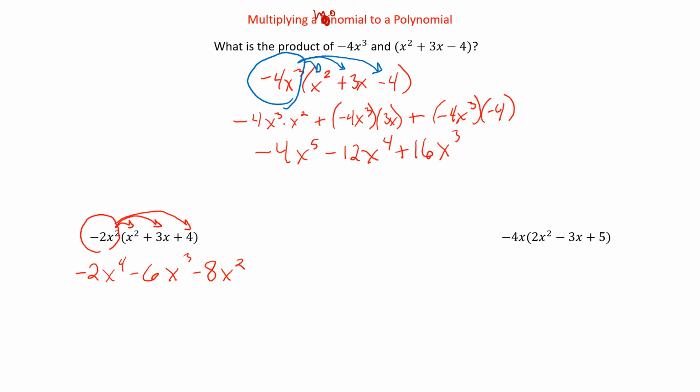And that's that one. This other one, negative 4x, we're going to take that and we're going to distribute it to each of these. So negative 4x times 2x squared. Negative 4 times 2 is negative 8. X times x squared is x cubed. Negative 4x times negative 3x. Negative 4 times negative 3 is positive 12. X times x is x squared. Negative 4x times 5. Negative 4 times 5 is negative 20x. So multiplying a monomial to a polynomial, we're just going to distribute that.